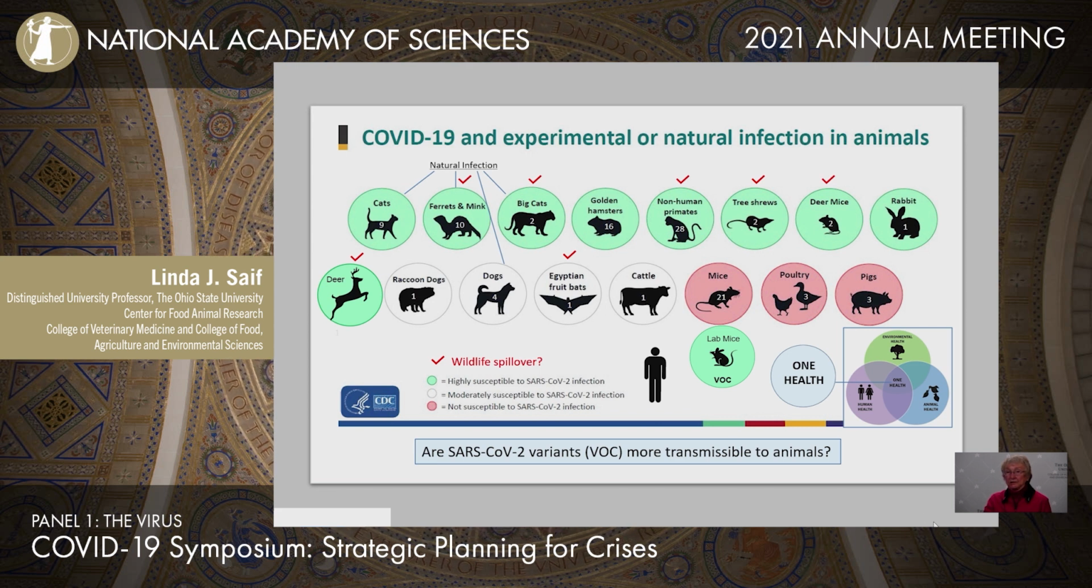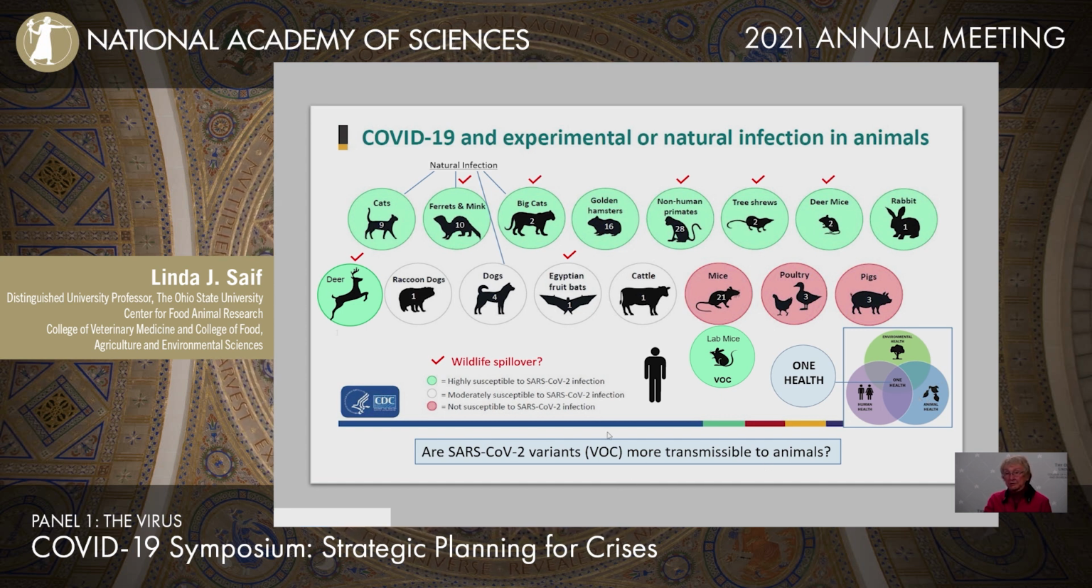All those in green are either naturally infected or experimentally susceptible to infection with SARS coronavirus 2. Those species in white are moderately or mildly susceptible. Those in pink are not susceptible, but the exception is in the lab mouse studies with the variants of concern. So since these all appear to be spilling over by reverse zoonosis, the concern is we need a One Health approach with multidisciplinary teams to look collectively at human health, animal health, and also environmental health in terms of these spillover events.